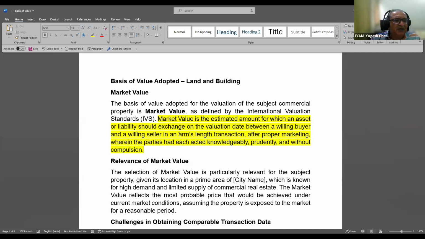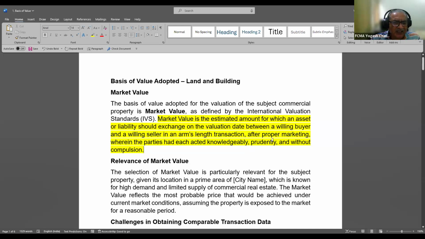That is the transaction between two unrelated parties. So when you are determining the market value, you will appreciate that you will not take a transaction between two related parties, because a related party transaction will always have a certain amount of concession, a certain amount of discussion. So that cannot be the benchmark, that cannot be the basis for estimating the value of another property.